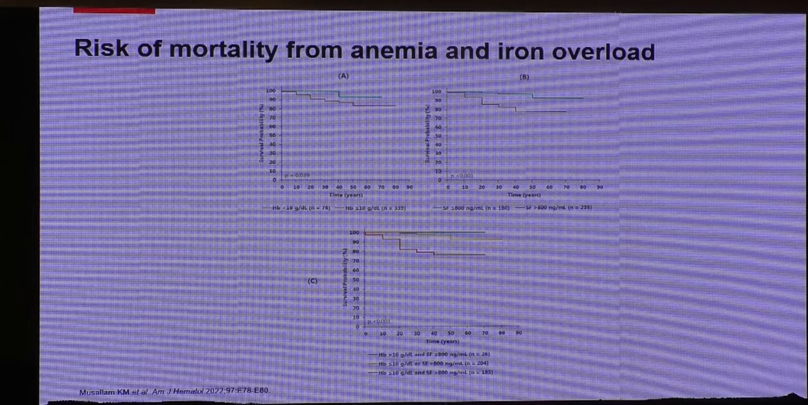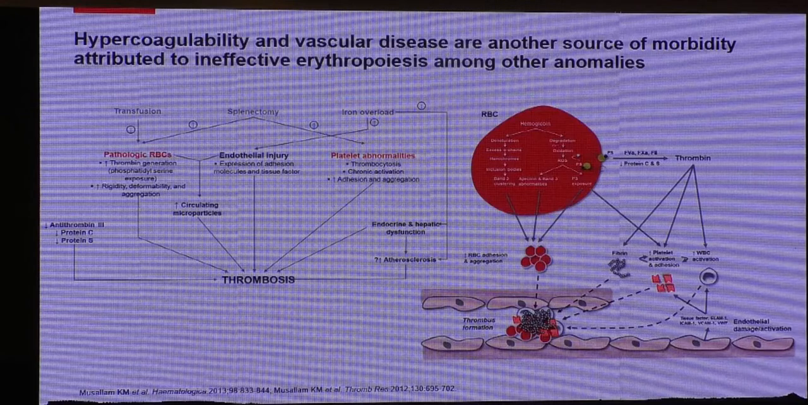So when you see that patients who had anemia fared worse than those who didn't, and patients who had iron overload had a worse survival than those who did, and patients who had both anemia and iron overload did the worst compared to having one alone. So this was again a message that we need to look at both factors almost equally.